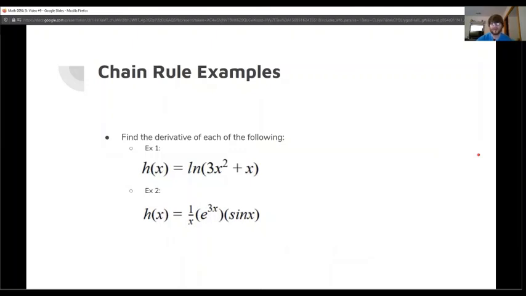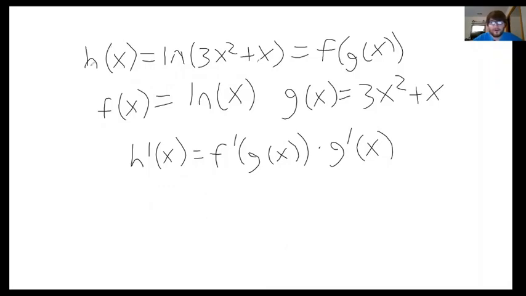Now we have a couple of examples of chain rule, so let's take a look at that right now. Now we're going to be practicing a little bit of chain rule. This was our first example for this part. We have h of x is equal to natural log of 3x squared plus x. Remember that this is a composite, so we have f of g of x as our general form. That would make our f of x natural log of x, and our g of x would be 3x squared plus x. Our equation for chain rule is h prime of x is equal to f prime of g of x times g prime of x.